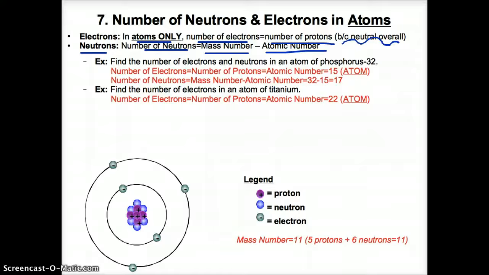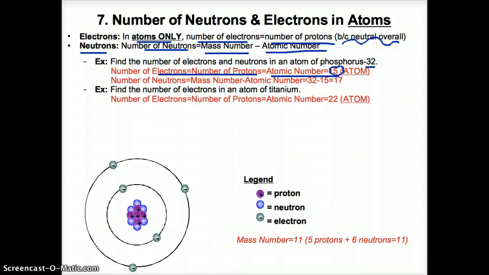So first, find the number of electrons and neutrons in a phosphorus-32 atom. We know that for atoms only, the number of electrons equals the number of protons and the atomic number. Phosphorus, or P's atomic number, if you check, is 15. So the number of protons and electrons is also 15 here, since we have an atom. So therefore, you have 15 electrons in a phosphorus-32 atom. All right.